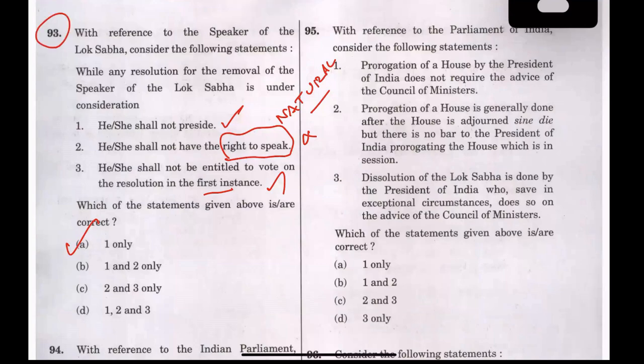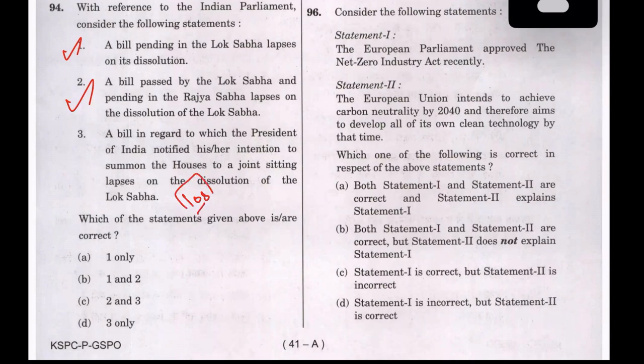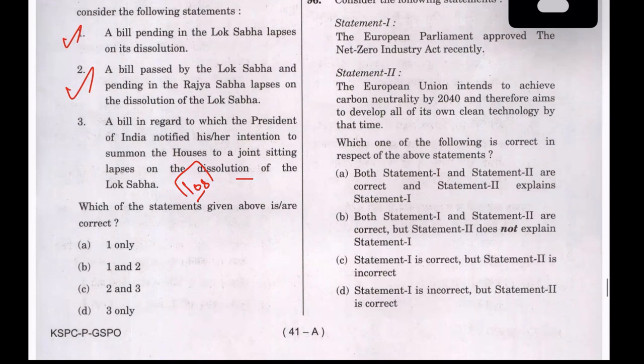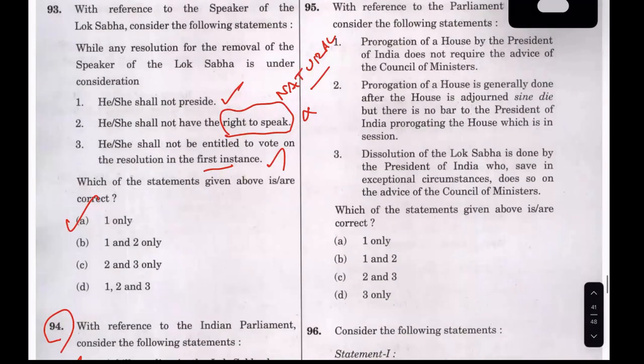See, this and all should come here. But anyways, I will leave this also. Bill pending in the parliament on its resolution. This is a multiple time previous year question. This is true. Bill passed by the Lok Sabha lapses on the dissolution. This is true, but this is Article 108. See, after the president has said that there will be a joint session, the bill will not lapse. The dissolution can happen, but the bill will not lapse. But here the intention is to summon the joint sitting. They have said that it lapses.